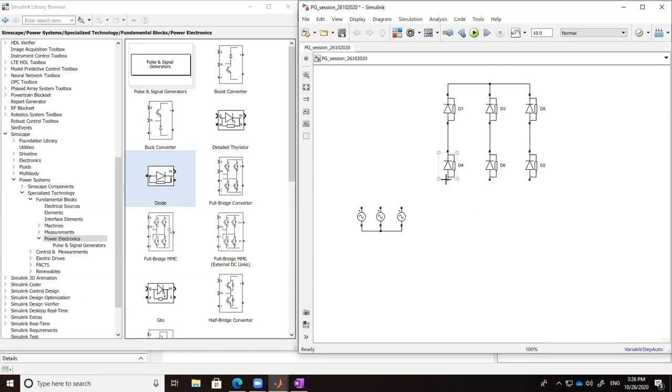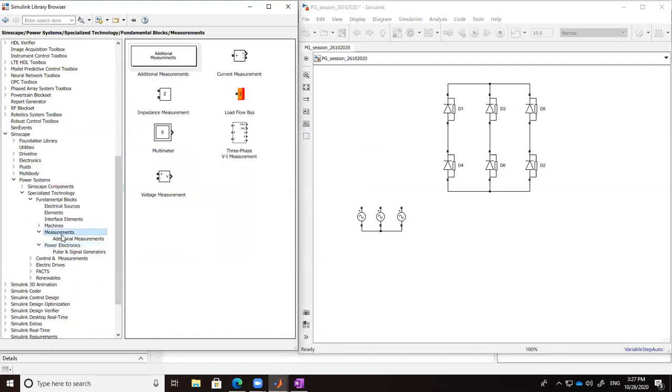This makes one diode bridge rectifier, a three-phase rectifier. Okay, save it from time to time. After that, we are going to connect it here. But before I connect it there, I want to have some voltage and current measurement.